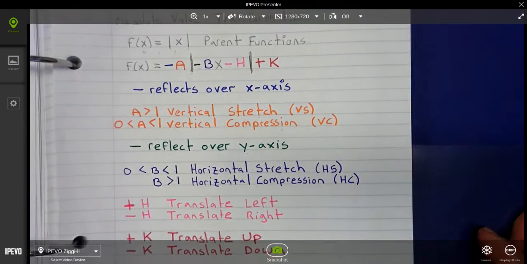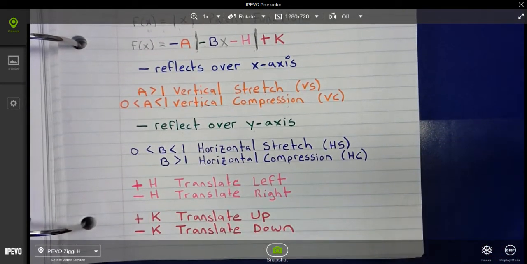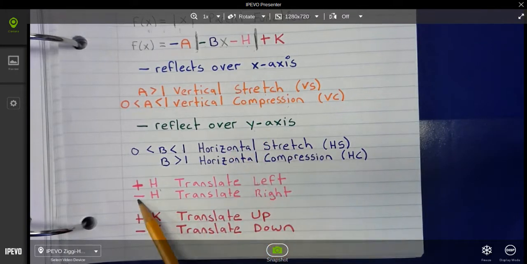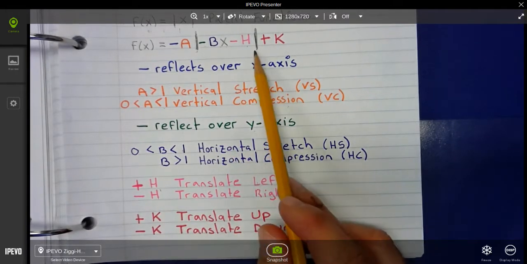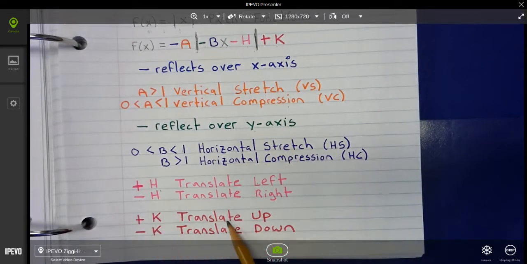And then moving up, when it's plus h inside the absolute value, it's translate left, and when it's minus h, it's translate right. Now, when it's plus k on the outside, it translates up. When it's minus k, it translates down.